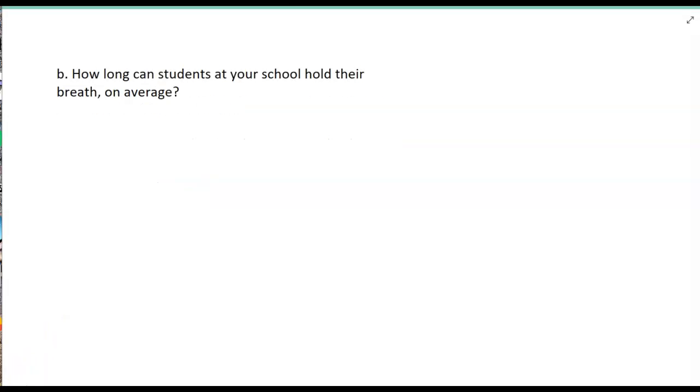Okay, is this a statistical question? How long can students at your school hold their breath on average? Yes, because that's going to vary from student to student. Athletes may be able to hold it longer than someone who's not an athlete. But the point is, it's going to change from person to person. So that is a statistical question.